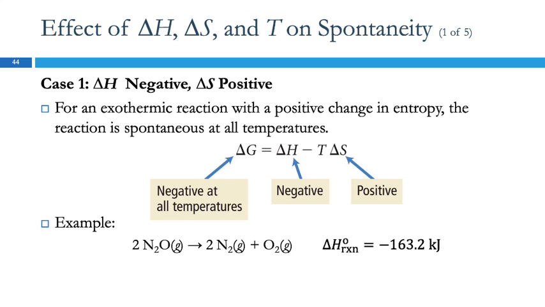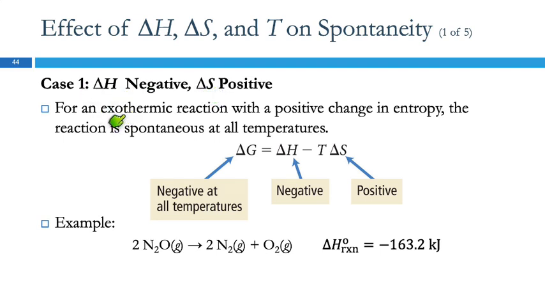Gibbs free energy is a combination of delta H, delta S, and T. And so if we're going to look at spontaneity, we can look at the effects of these three different things. So there's different cases. So case one, we've got negative delta H and positive delta S.